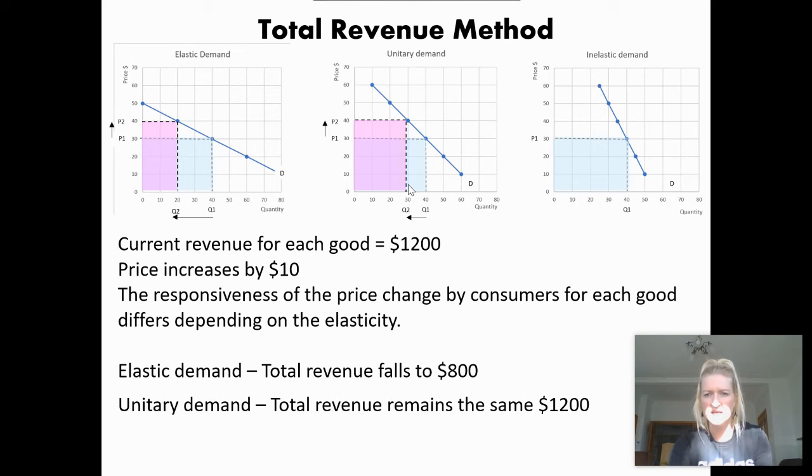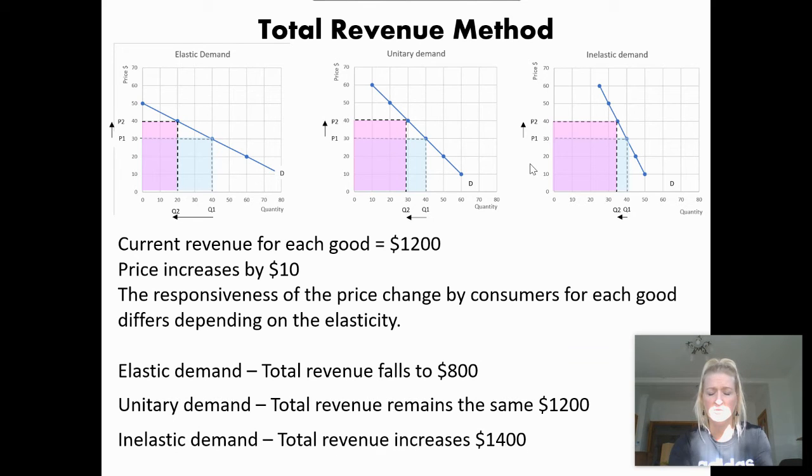And the last one, the inelastic: when the price increases by 10, the quantity demanded will fall by proportionately less. It's had a smaller change in the quantity demanded to the increase in the price. So therefore, our revenue has now increased. We're going to go 40 times 35, and that's 1,400. So when the price goes up and the revenue goes up, this must mean we have inelastic demand.